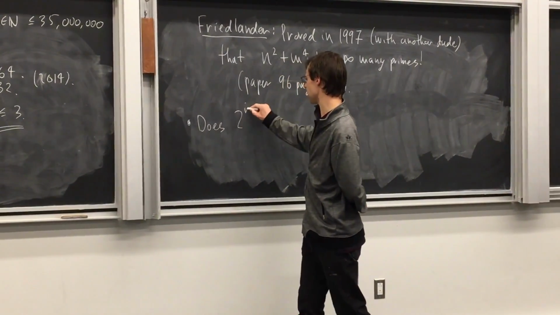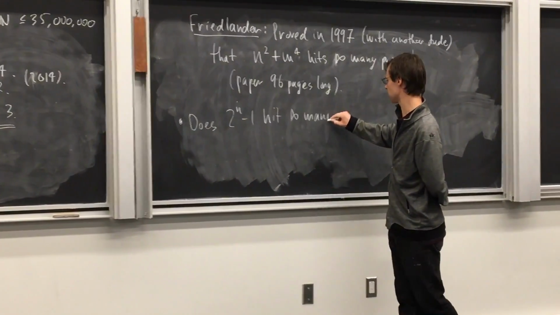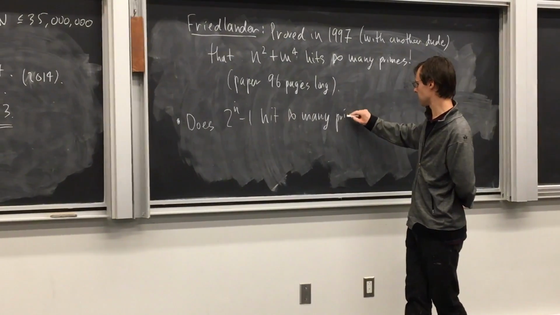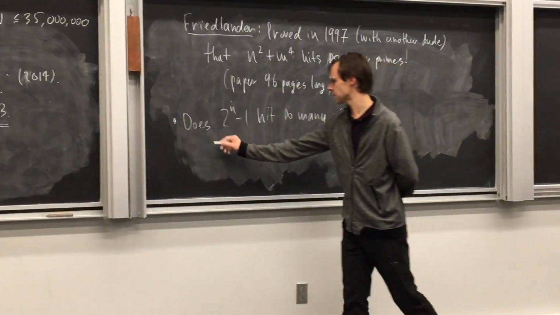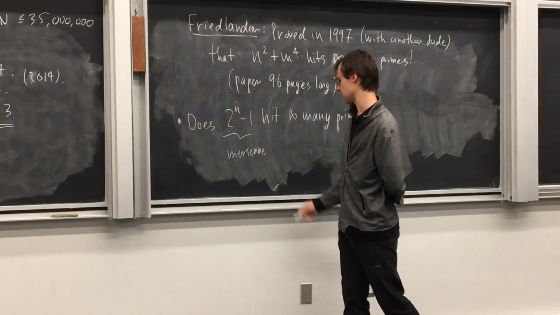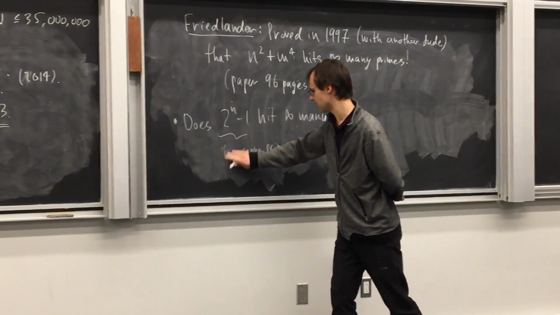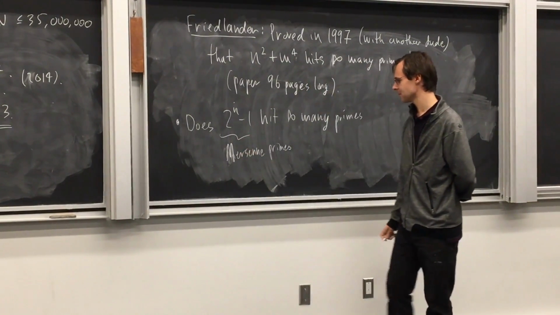Does 2 to the n minus 1 hit infinitely many primes? So these are called Mersenne primes. And they're going to be relevant to what we're going to do in a minute. Mersenne primes, that's supposed to be spelled with a capital letter. There we go.